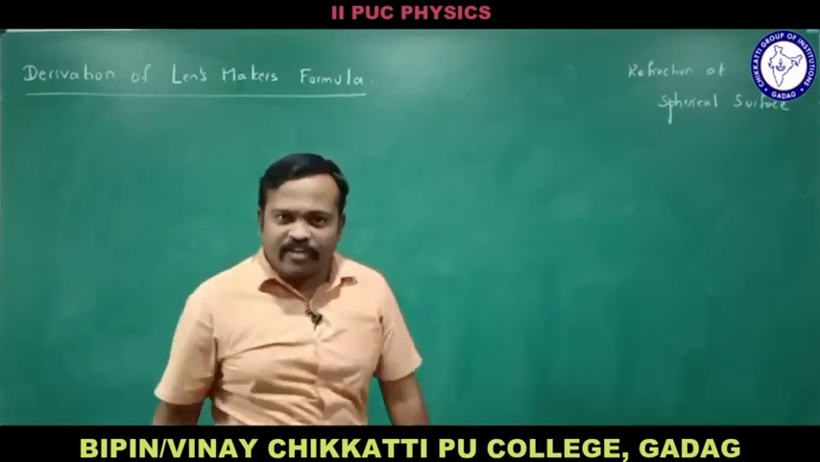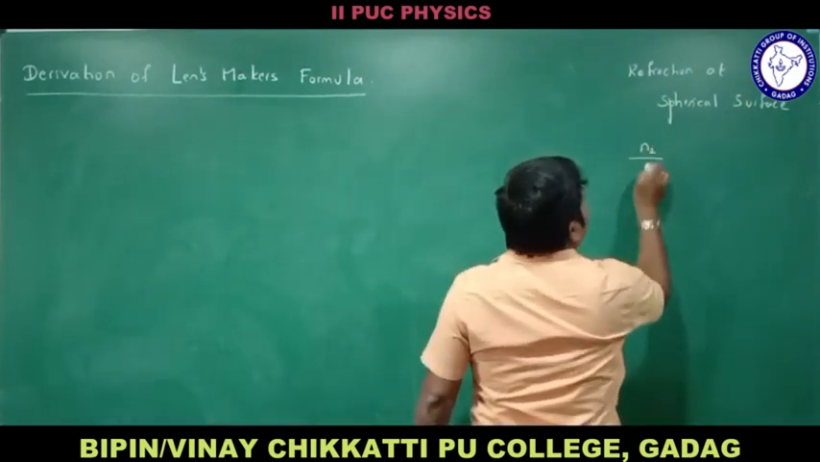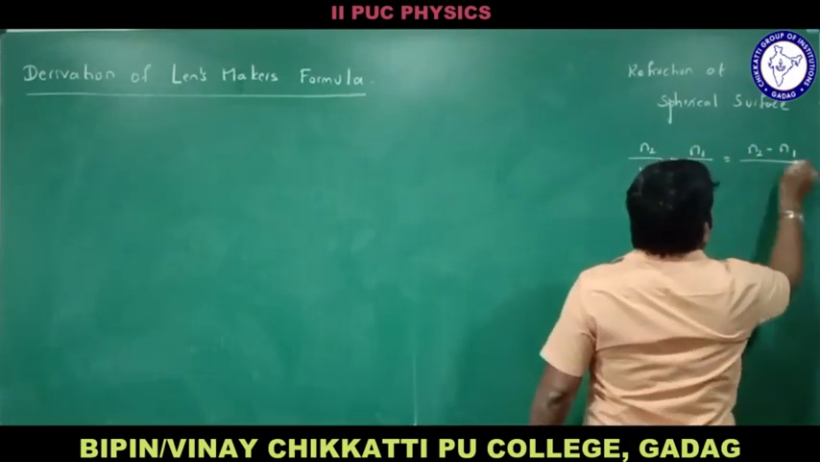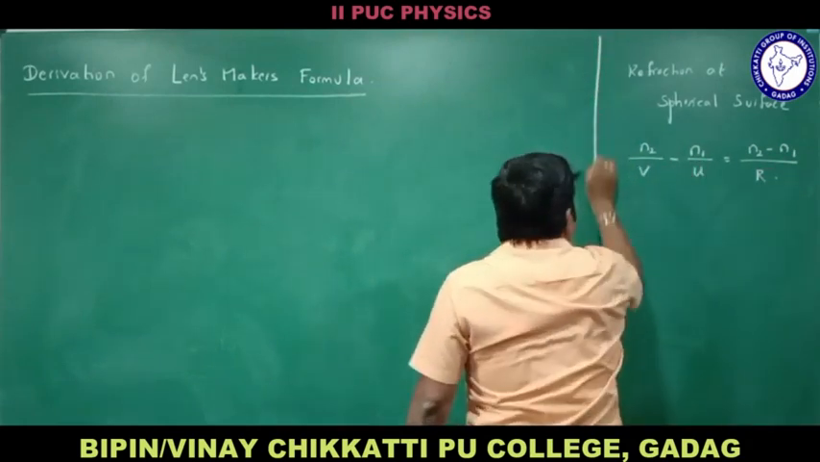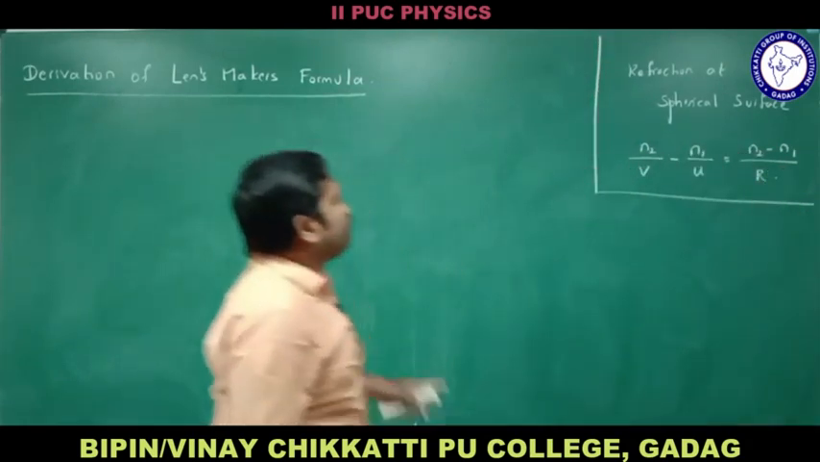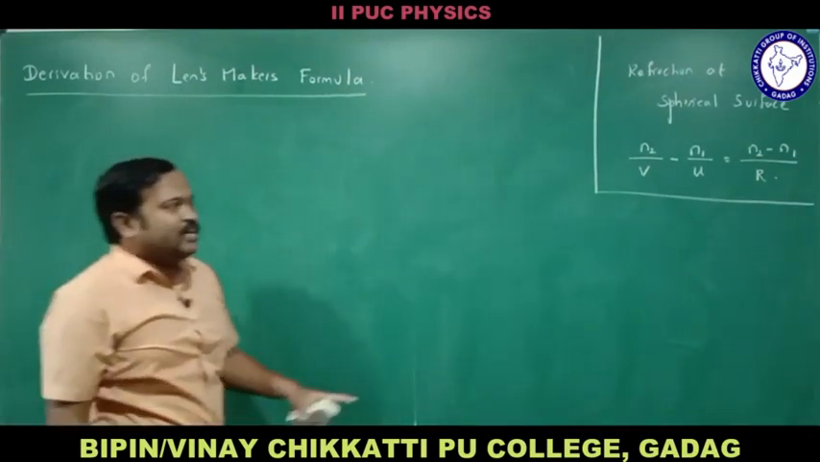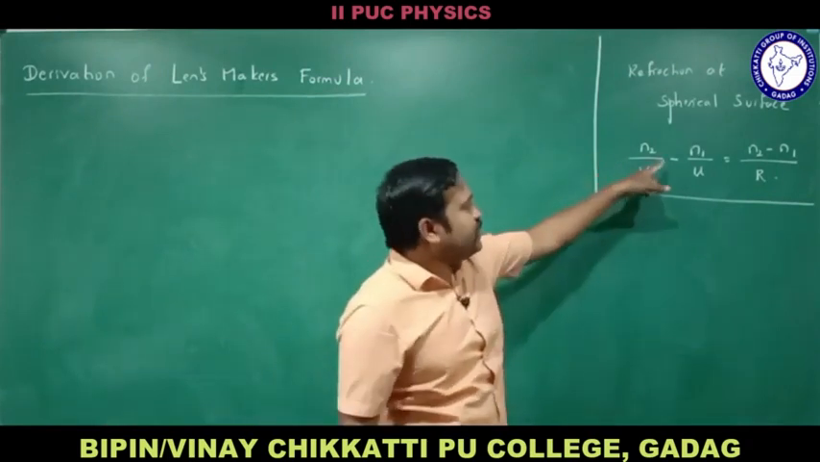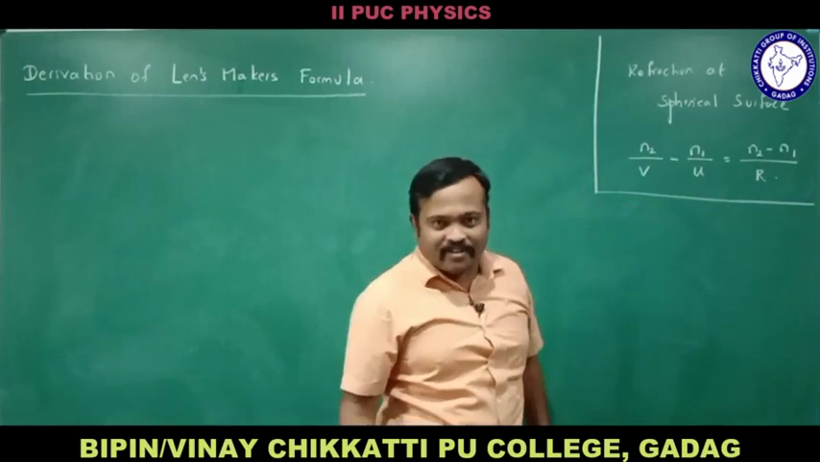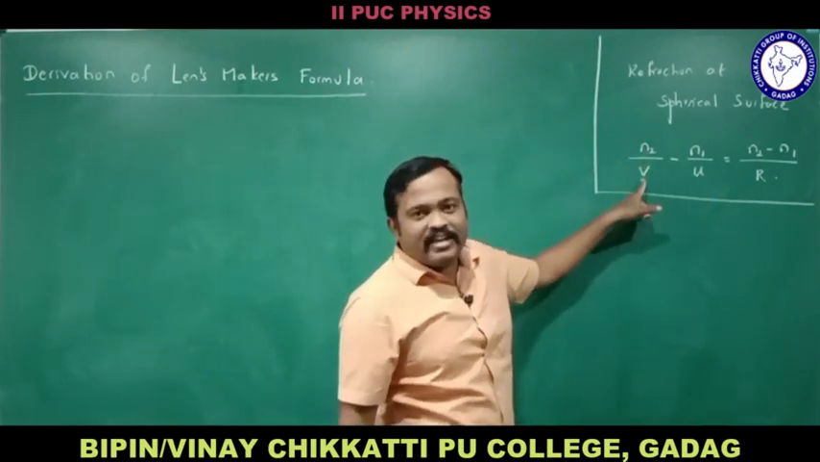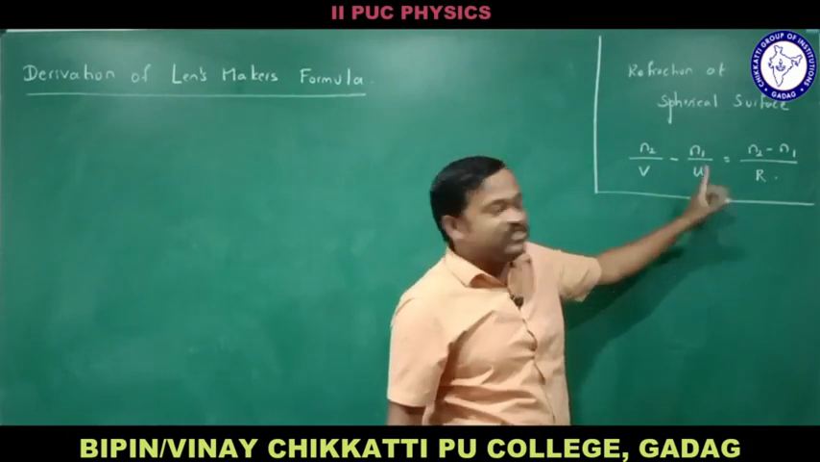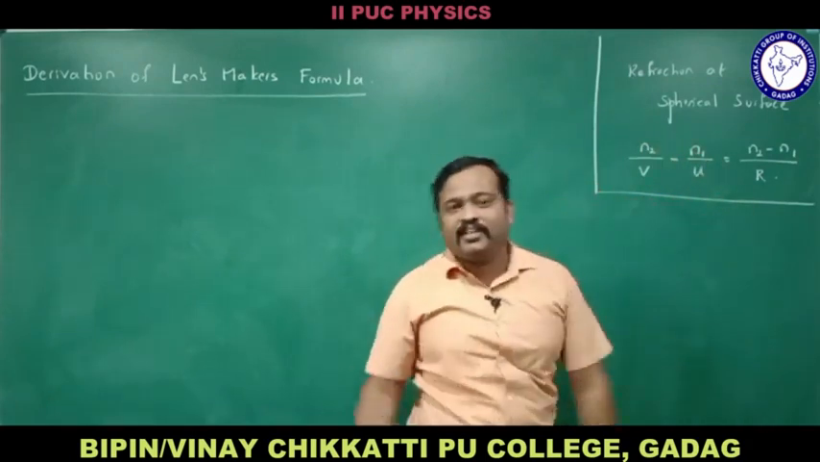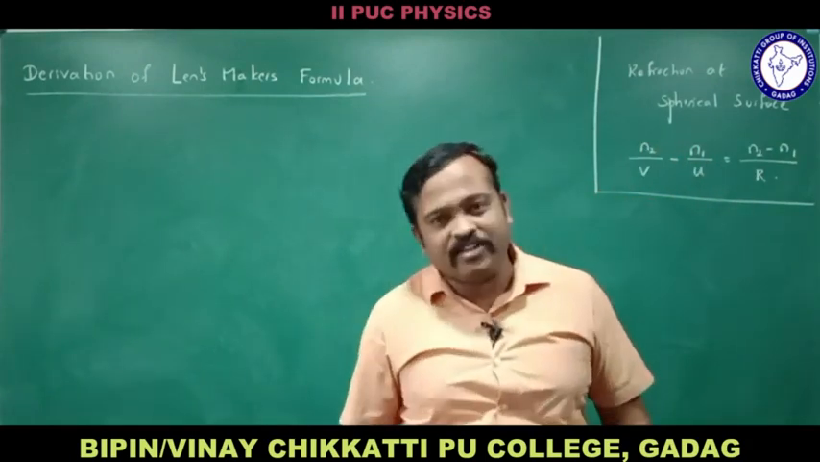And what is the formula for refraction at a spherical surface? N2 divided by V minus N1 divided by U is equal to N2 minus N1 divided by R. This is the formula that you need to know for this derivation. I have already done this derivation in the previous session. N2 is the refractive index of the second medium, V is the image distance, N1 is the refractive index of the first medium, U is the object distance, and the difference in refractive index is divided by the radius of curvature. If you know this formula, then you can derive the lens maker's formula.